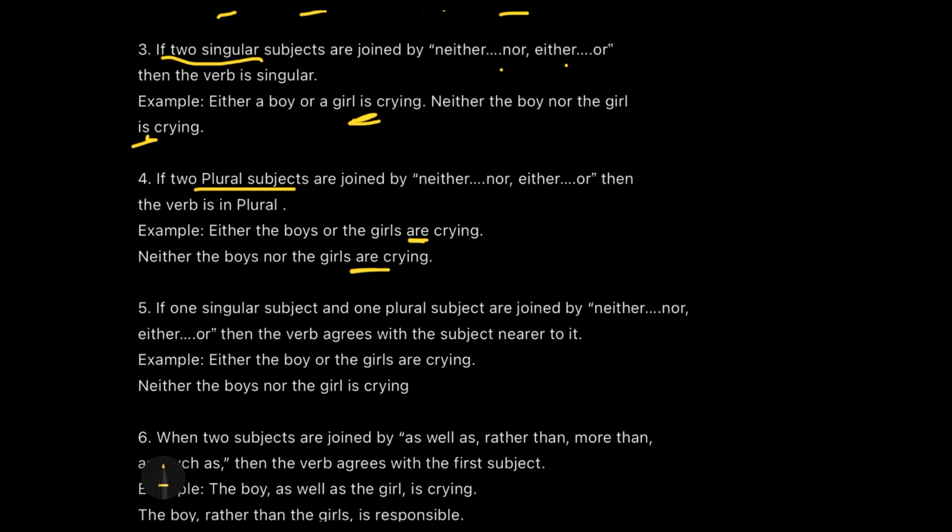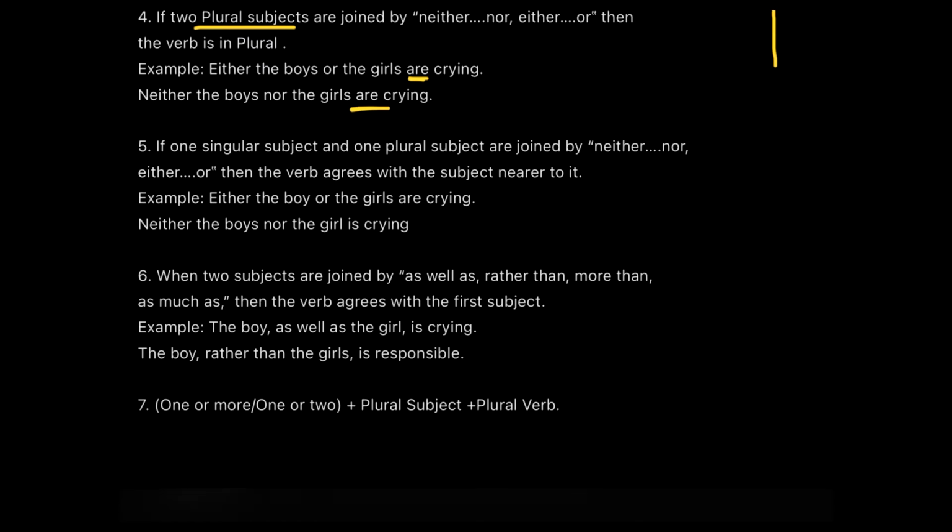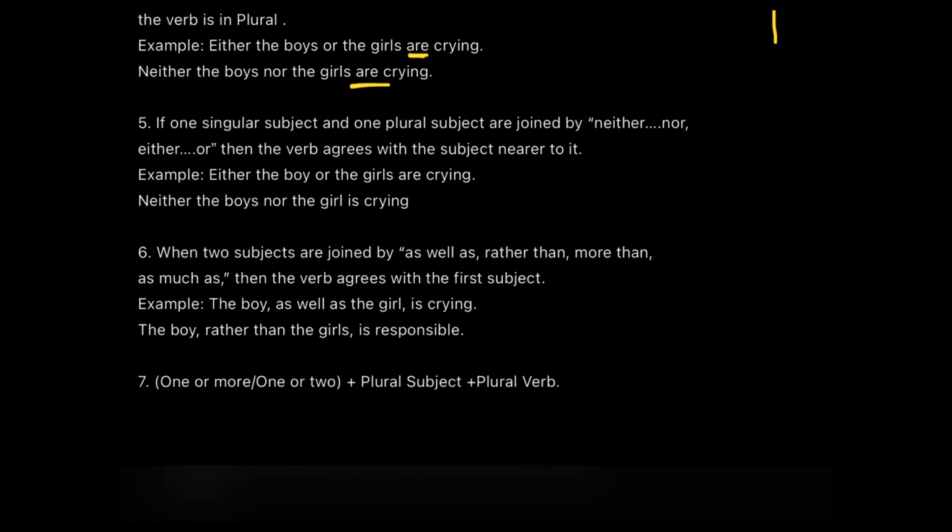Now, statement number 5. Rule number 5 says that if one singular subject and one plural subject is joined by this either or neither nor, then the verb agrees with the subject which is nearer to it. That means, let's take a quick example. Either the boy or the girls are crying. Which is the nearest one to are, my verb? Girls, which is plural. So because it's plural, we'll go with are.